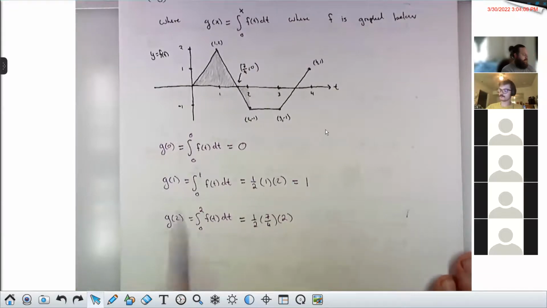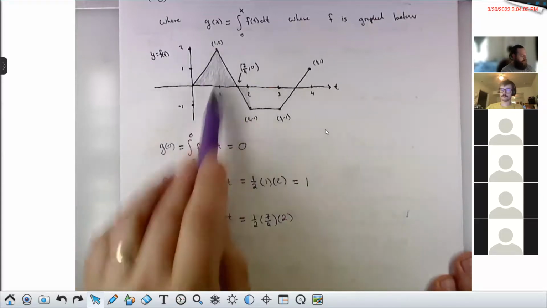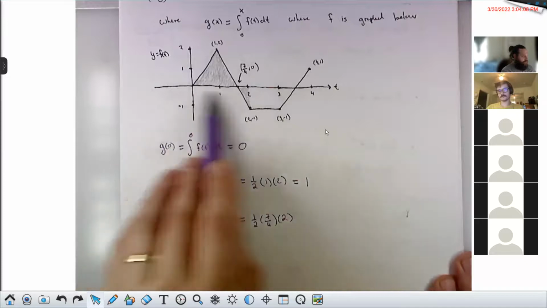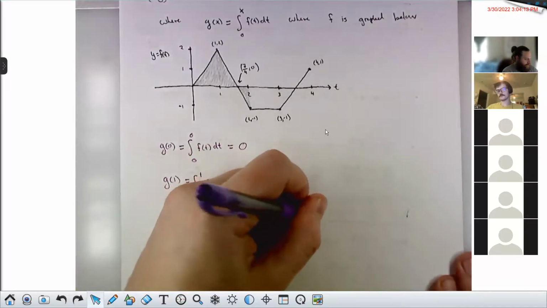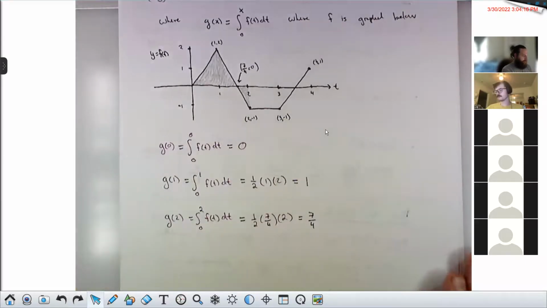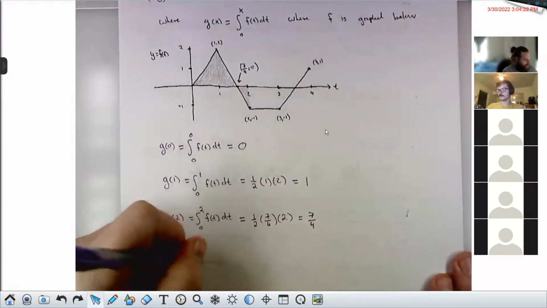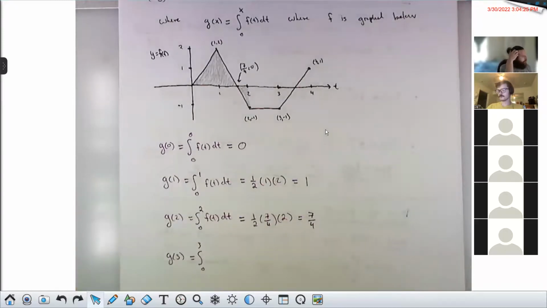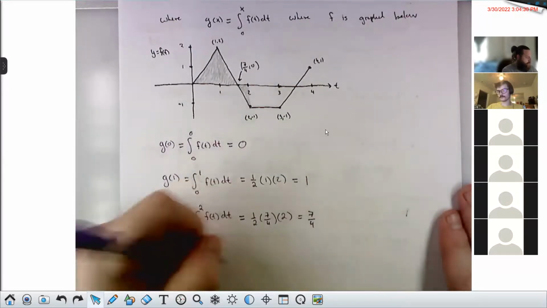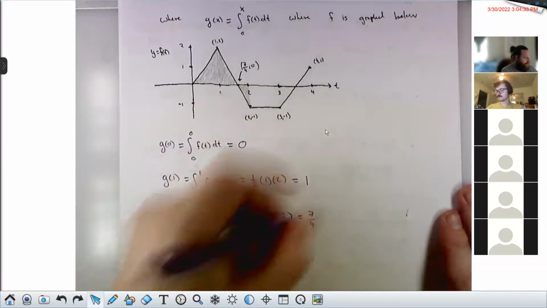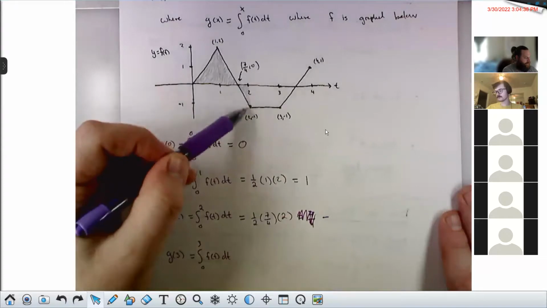Okay, so the area of the big triangle here would be 1/2 base times height. The height is still 2, and the base here is 7/4. So the 1/2 and the 2 cancel, and you just get 7/4. G of 3 would be the integral from 0 to 3 of little f of t. Oh, wait, no, I didn't finish. Sorry, we'll come back to this. We still need to subtract off the area of the little triangle down here.